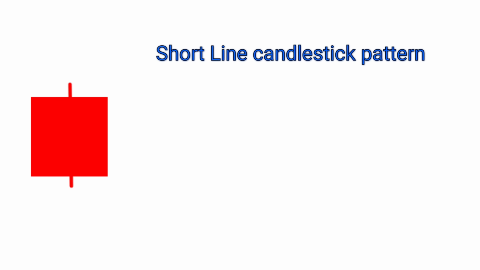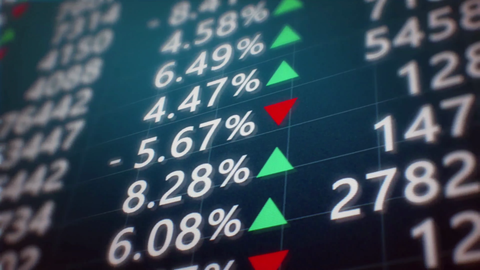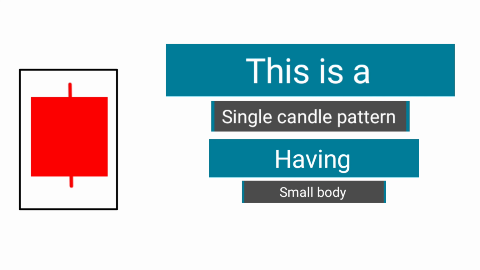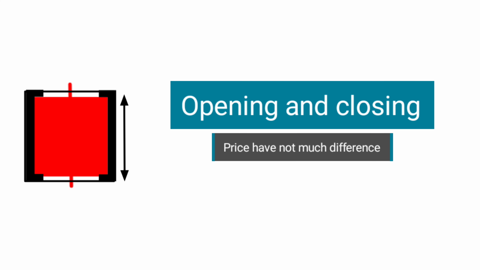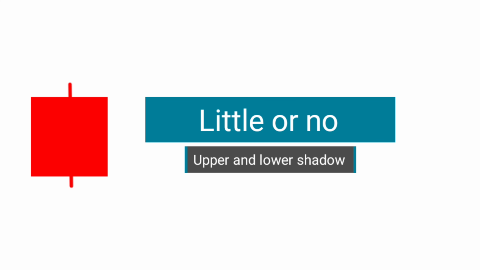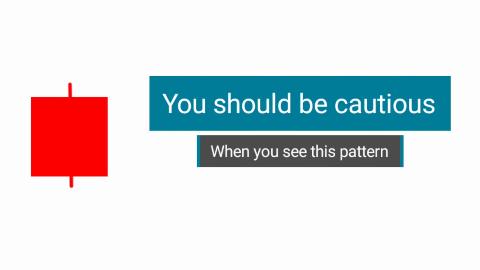The short line is a candlestick pattern that can provide valuable insights into potential market reversals. This pattern consists of a single candlestick with a small body, indicating a lack of significant price movement. It is characterized by a short body that opens and closes near the same level, with little to no upper or lower shadows. When observing the short line pattern, it suggests indecision and a potential pause in the prevailing trend. It can be a signal for traders to exercise caution and consider potential changes in market sentiment.